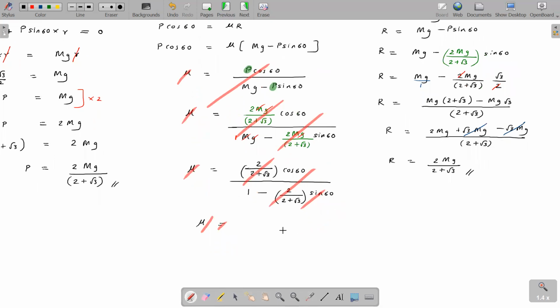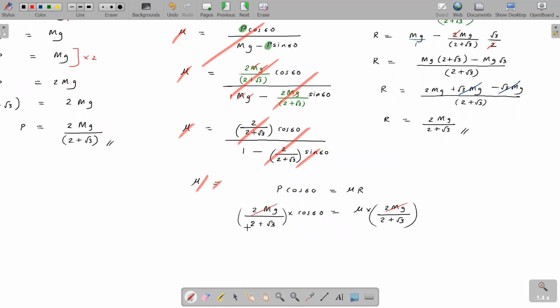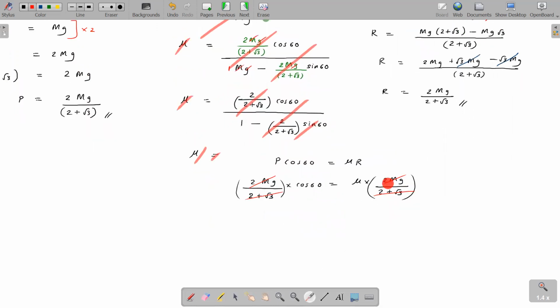And now you can substitute that into P cos 60 equals mu R. I think you can see P and R values are matching. P is 2 plus root 3 into cos 60 equals mu times R, which is also 2mg over 2 plus root 3. So I can clearly see that these two terms can cancel out each other, because 2mg cancels out, and 2 plus root 3 cancels out when dividing and taking stuff to the other side. It goes as a reciprocal and nicely cancels out. So you're remaining with mu equals cos 60, and cos 60 is half. So guys, this is your mu value.